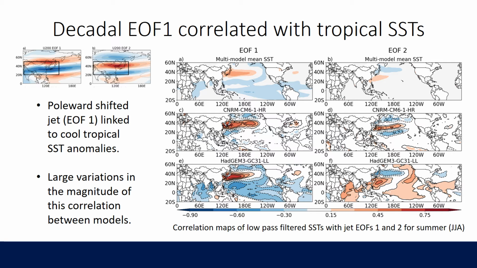If we take the first two EOFs of zonal wind in the East Asia region, but low-pass filtered to extract only the multi-year component, we can calculate correlations with low-pass filtered SST variability at every grid point. The top two panels show the multi-model mean of these correlation maps. It can be seen that a poleward shift of the jet, that is EOF1, is negatively correlated with SST anomalies in the Western Indian Ocean, Pacific, and tropical Atlantic. However, there is a large amount of variability in the magnitude of the correlation between different models. I've shown two here. The CNRM model shows no significant tropical SST correlation, whereas HadGEM3 shows large negative values.